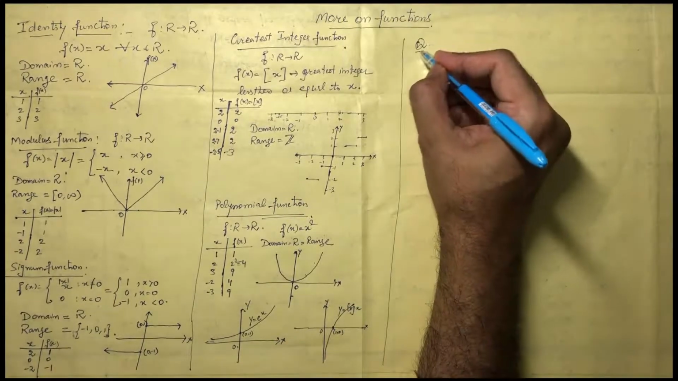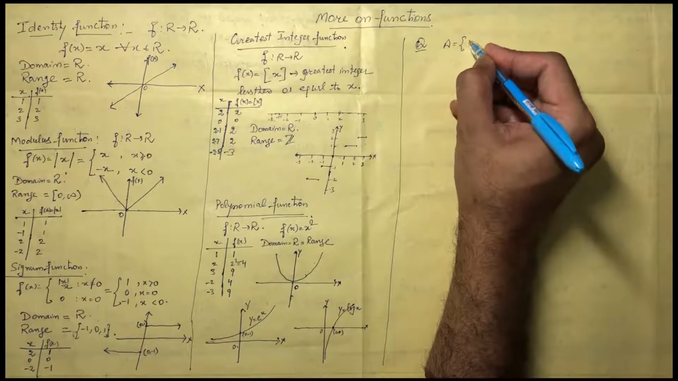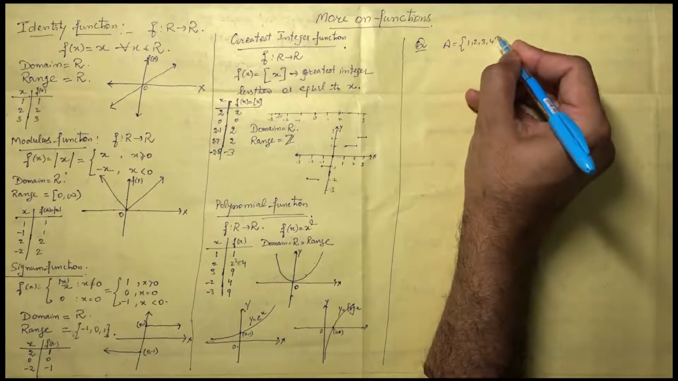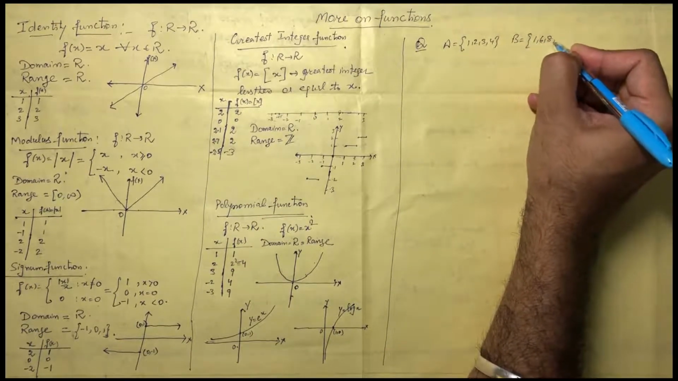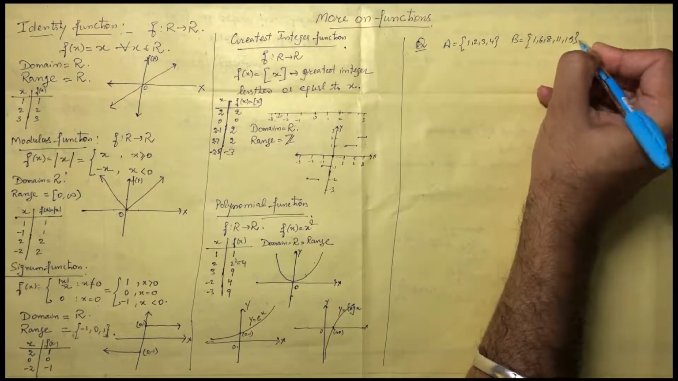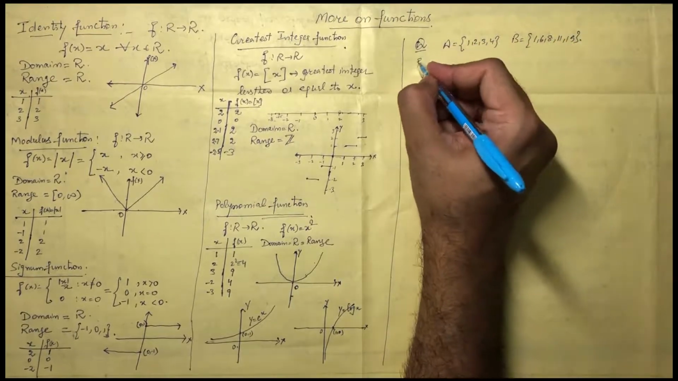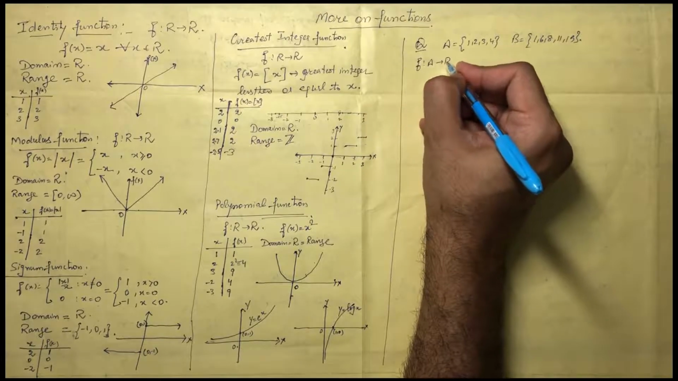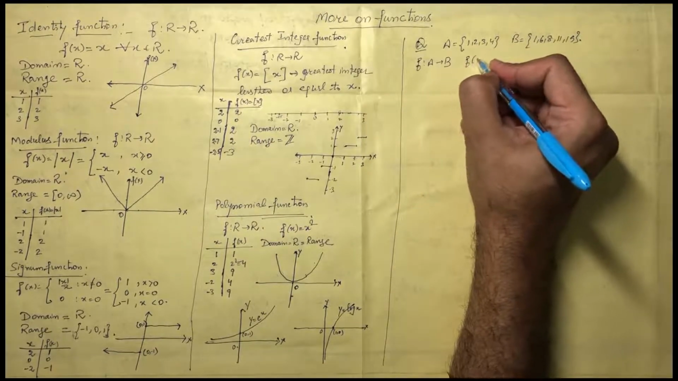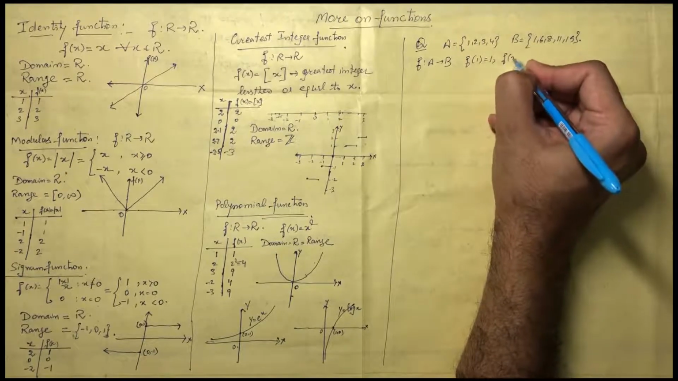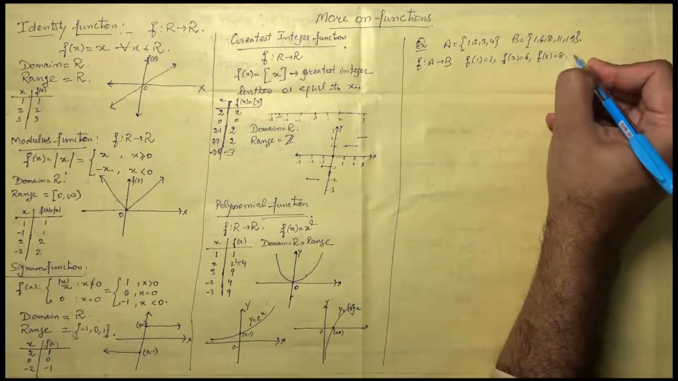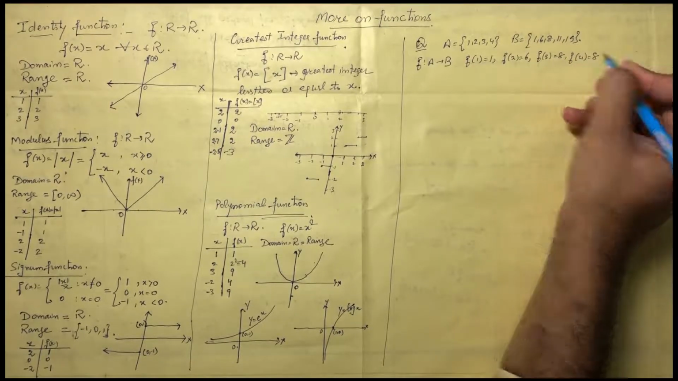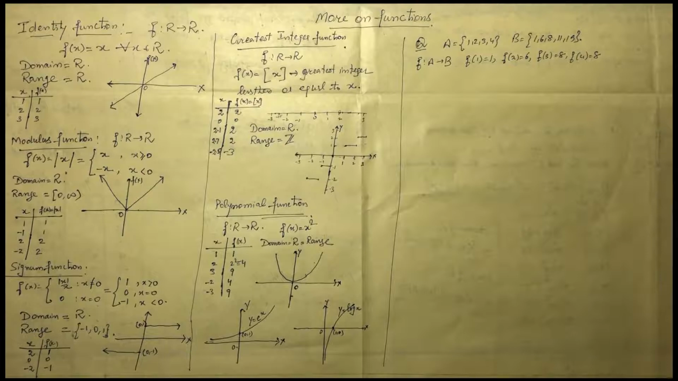Let's have some numericals now. A is equal to {1, 2, 3, 4}. B is equal to {1, 6, 8, 11, 15}. We are given a set A to B denoted by F1 is 1, F2 is 6, F3 is 8, F4 is 8. We have to check whether this is a function or not. If not, we have to justify.